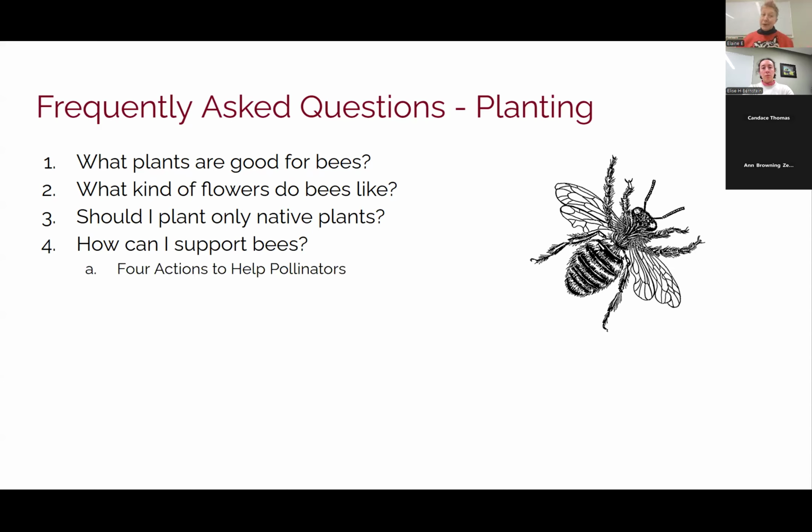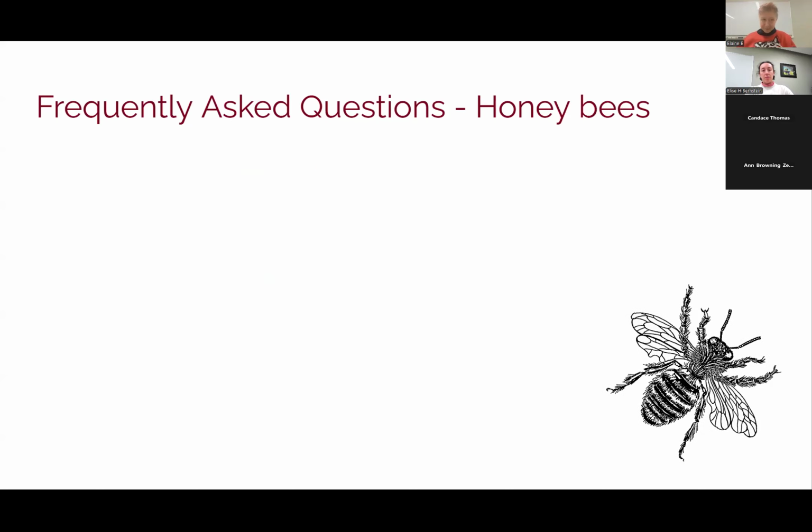For how can I support bees, this is where we drill in the 4 actions that we talked about last time a bit. I really like having just that number so you can remember to say all of these actions. So you know, people a lot of times are already asking about planting, but reminding people about planting flowers, keeping those flowers free of pesticides, creating homes, taking climate action, and collecting data.